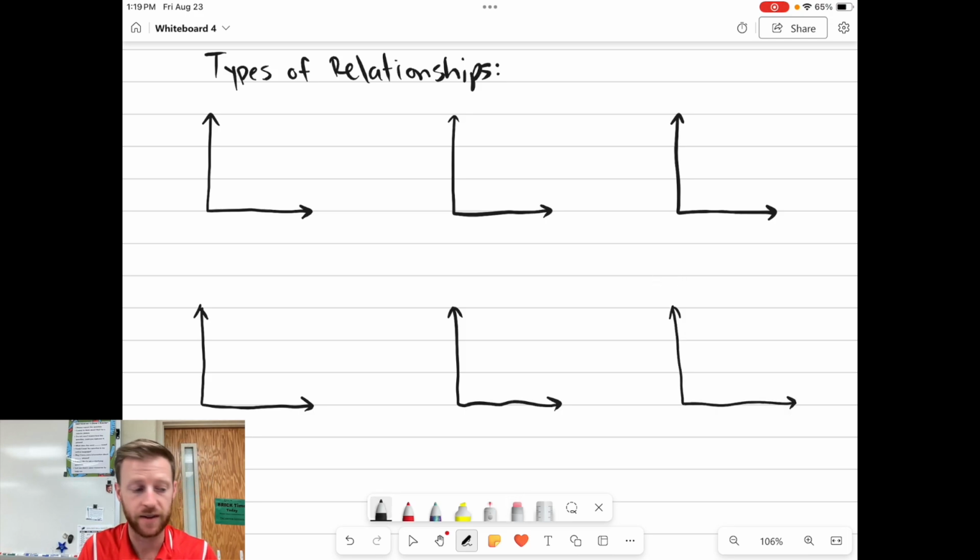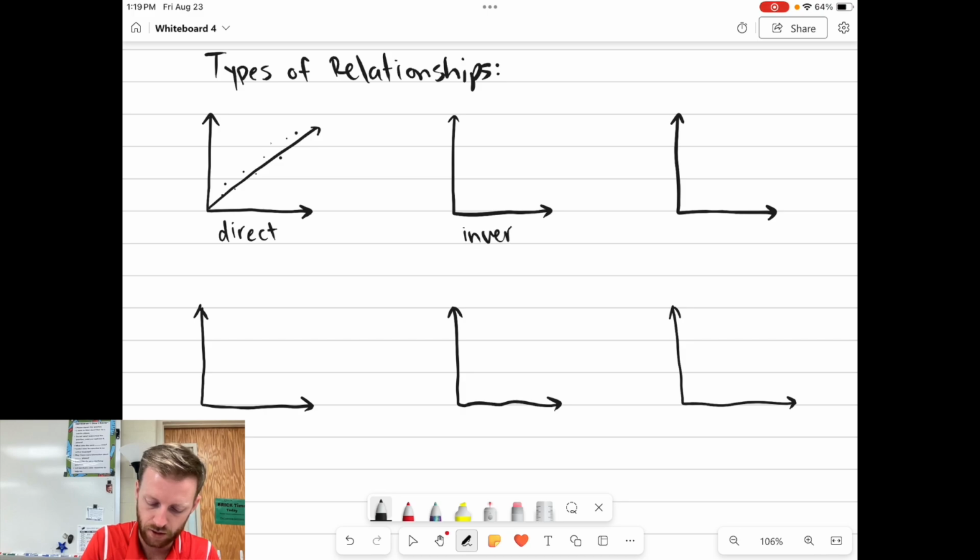So we have 6 types of relationship. We're going to draw them out. So the first is a direct relationship. That's kind of what we drew earlier, where the lines kind of follow a general up. This is called a direct relationship. It means as one increases evenly, so does the other one. If the force doubles, then the acceleration doubles. That's kind of what we're looking at there. That's a direct relationship. The next is an inverse relationship, which is the opposite of a direct relationship.